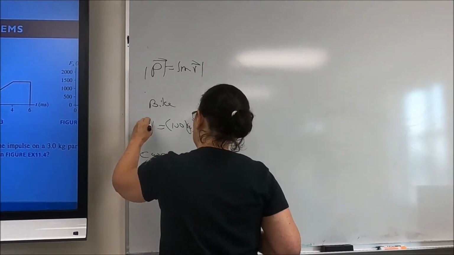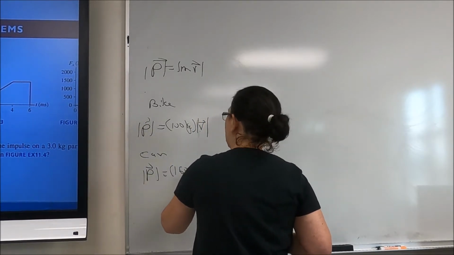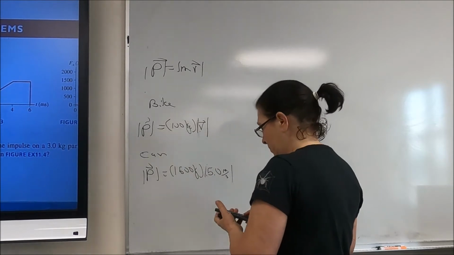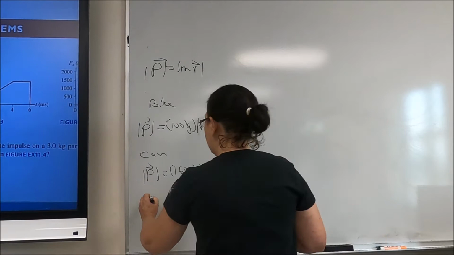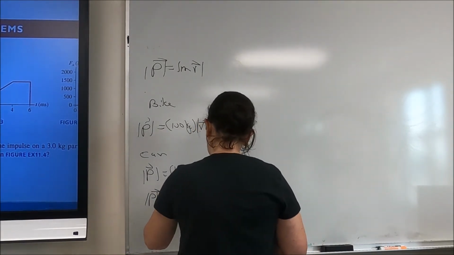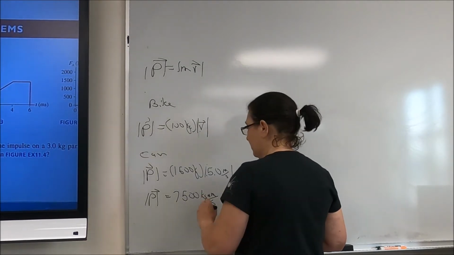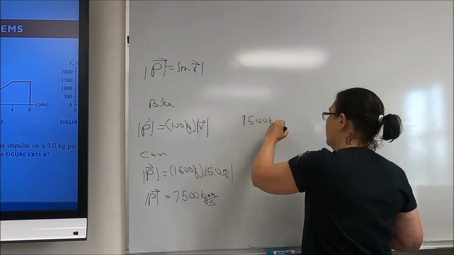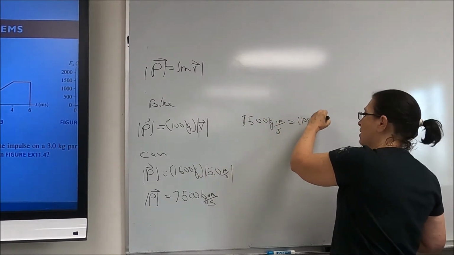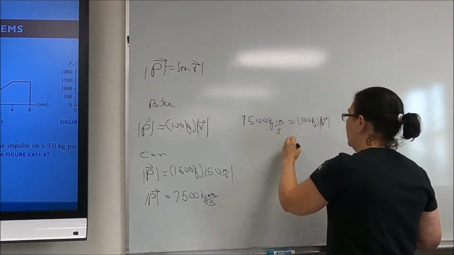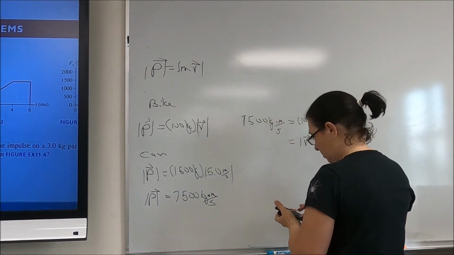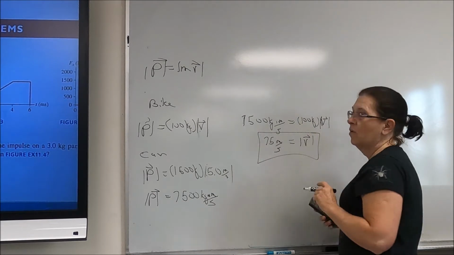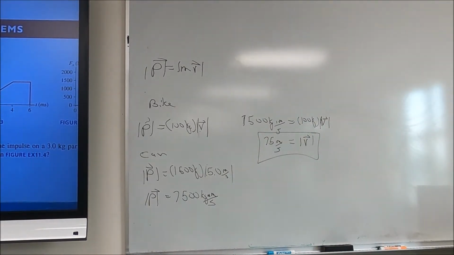For the car, okay, the magnitude of the momentum would just be the mass, 1,500 kilograms, times its speed, 5 meters per second. So 5 times 1,500 says the momentum of the car has a magnitude of 7,500 kilograms meters over seconds. So if we look at it for the bike, 7,500 kilograms meters over seconds would equal 100 kilograms times v, the magnitude of v. So the magnitude of the velocity here is 75 meters per second. I don't think I want to be on that bike. But anyway, so that's problem 1.